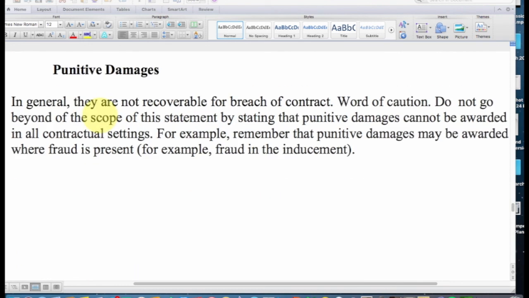Now, let's talk about punitive damages. So, in general, they are not recoverable for breach of contract, but word of caution there. Do not go beyond the scope of this statement by saying that punitive damages cannot be awarded in all contractual settings. For example, remember that punitive damages may be awarded where fraud is present, and you may have a case of fraud in the inducement, and a party there can be awarded punitive damages.